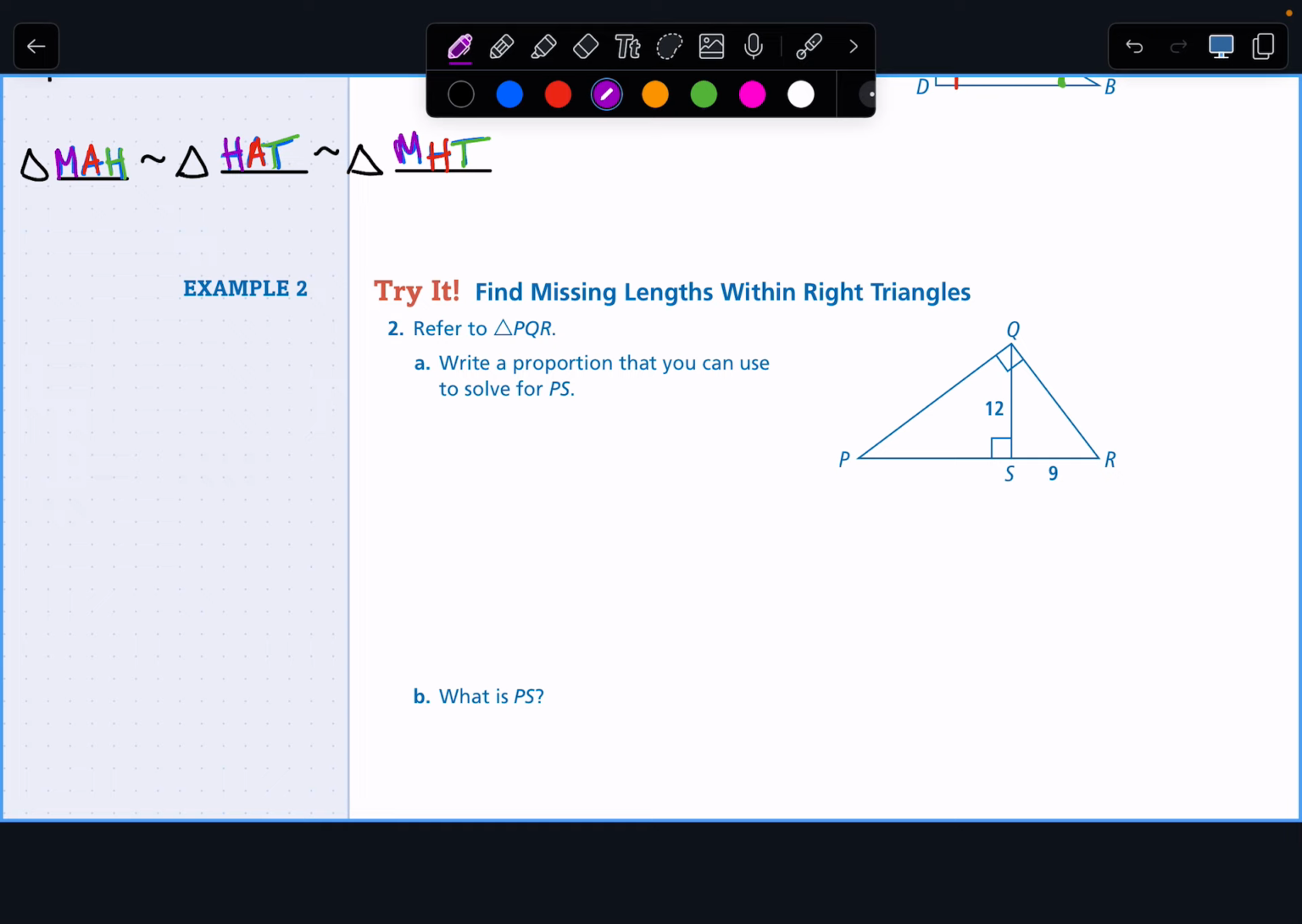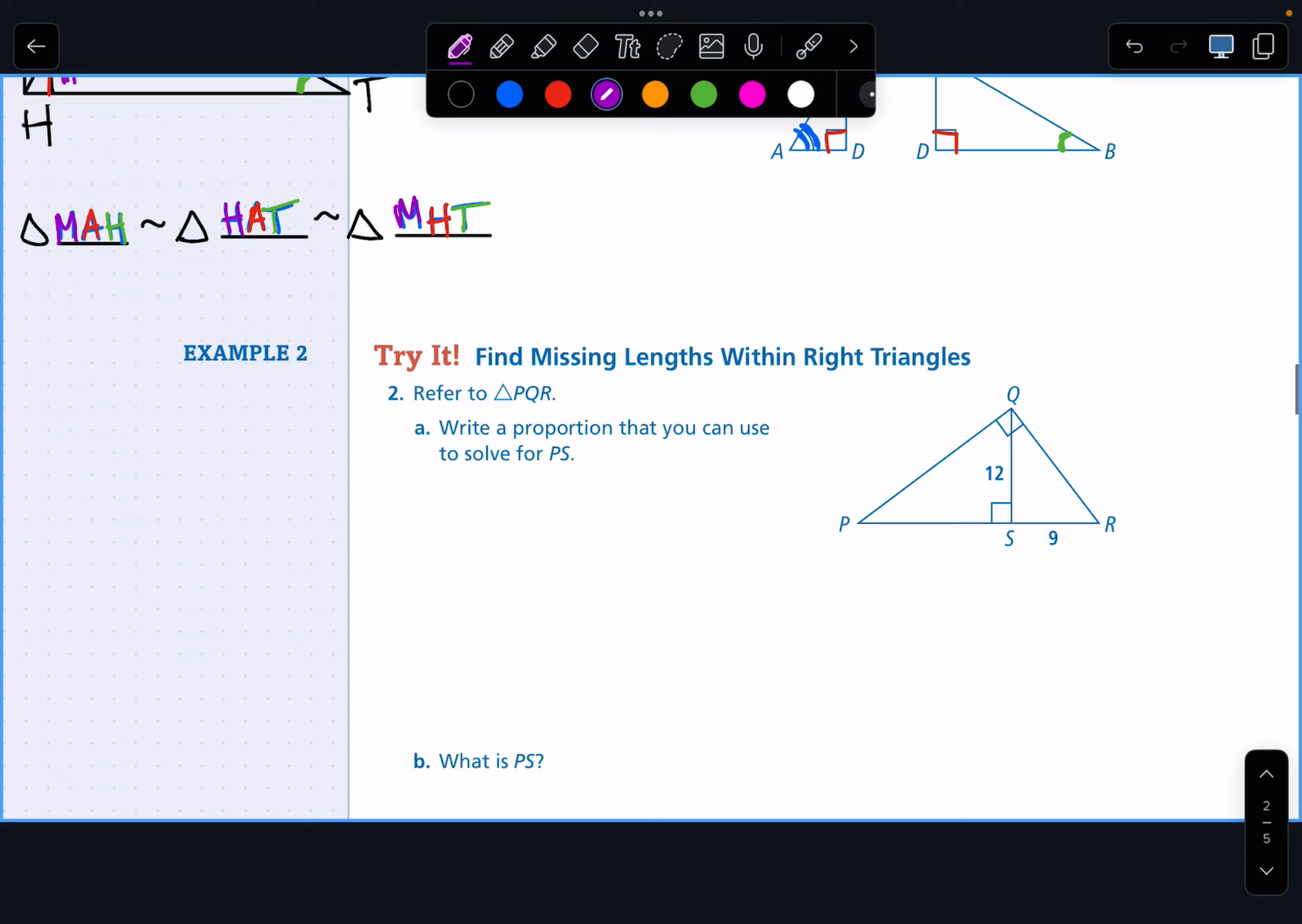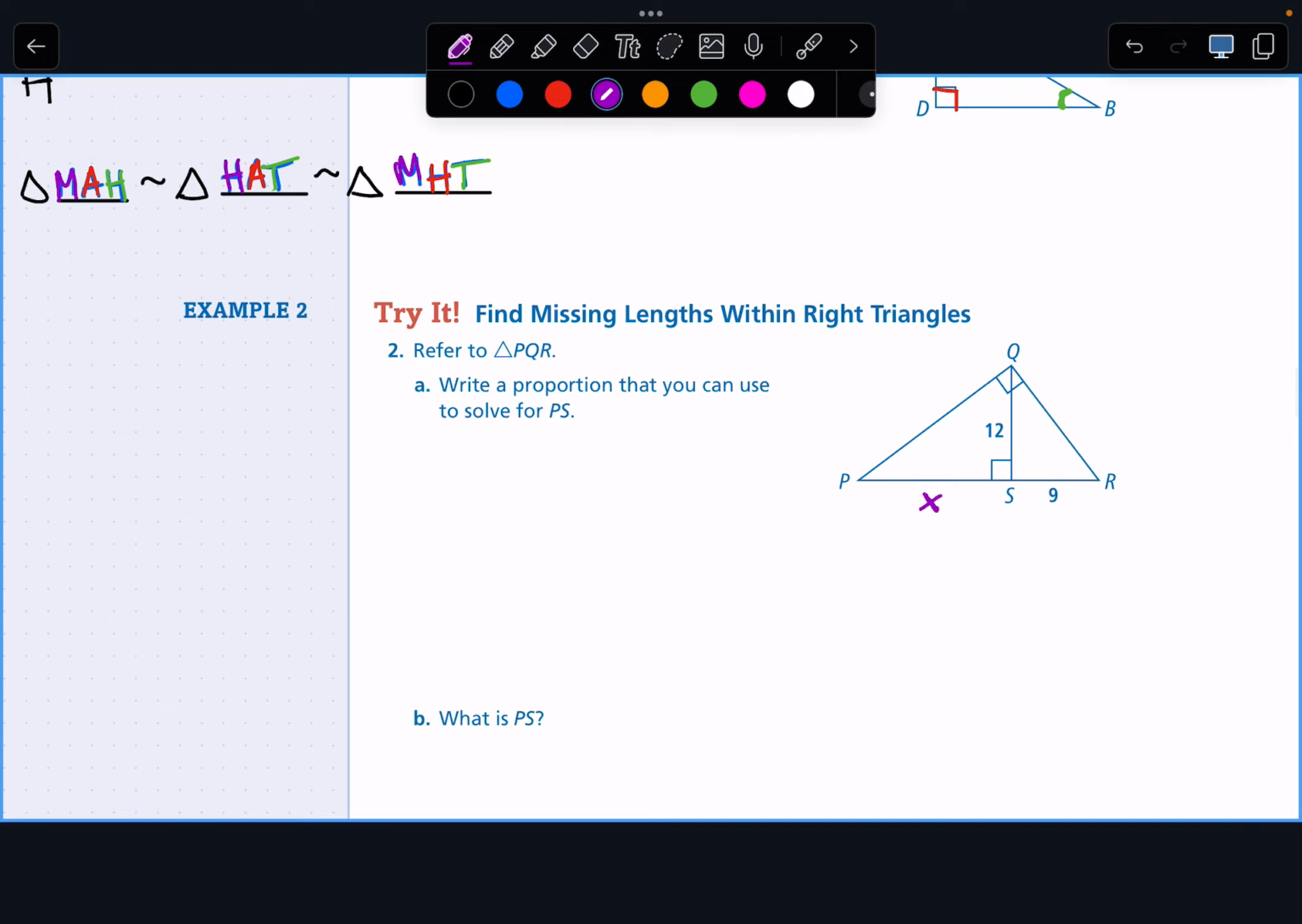Could we write a proportion to help us solve for PS? Okay, so let's see. Let's call PS X. Can we do that? Can you put an X there? I can put an X there, don't worry.